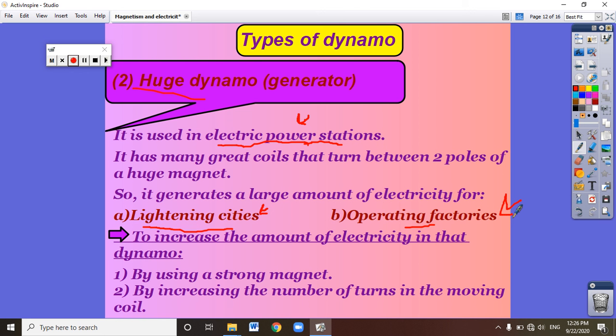So in the dynamo, the idea is the changing of kinetic or mechanical energy into electric energy. And we know that the scientist Faraday discovered the dynamo. We also know that there are two shapes of the dynamo, the small dynamo and the huge dynamo. Now we will learn how to increase the amount of electricity coming from the dynamo. Number one, by using a strong magnet. Number two, by increasing the number of coil turns of the electric wire.